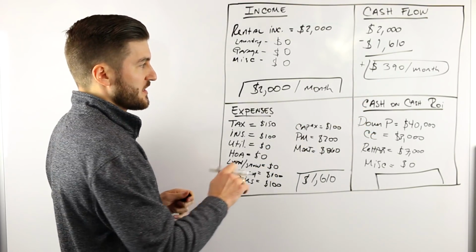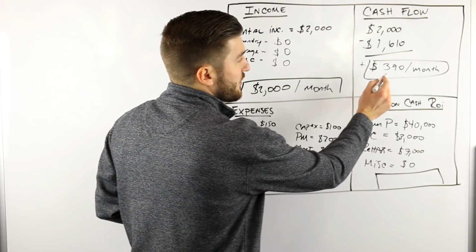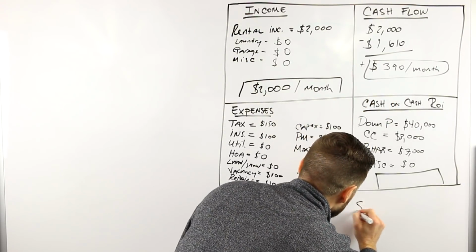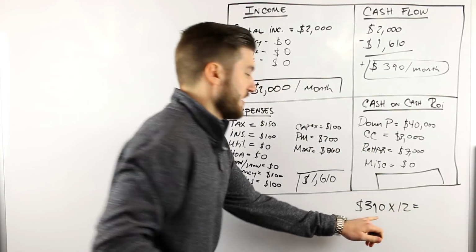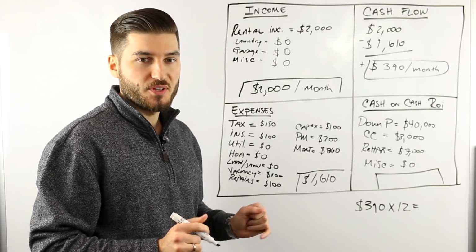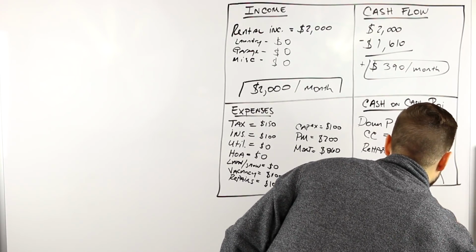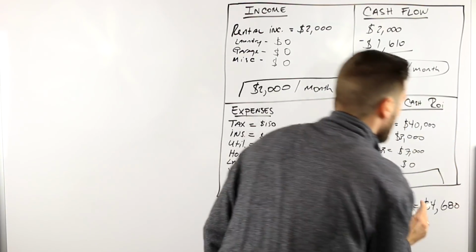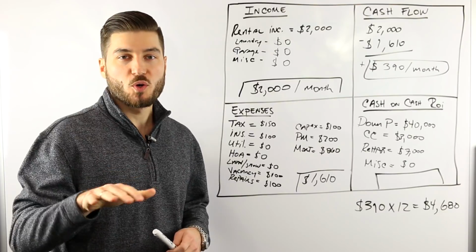Now, in order to find out the Foursquare or the cash on cash return, you take your $390 a month, okay? And I hope you guys can still see this. $390 per month. So you want to find out what you make in an entire year, okay? So this is an annualized cash on cash return. $390 times 12 is $4,680 per year.